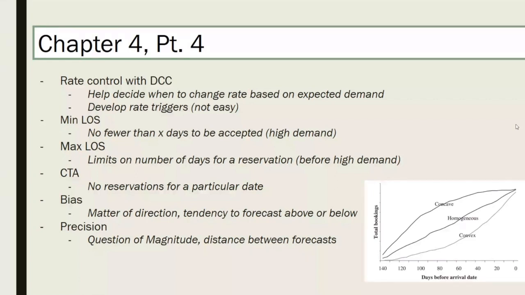Precision is an idea of magnitude. So precision looks at the distance between the forecasts, using a particular forecasting technique, and the actual values. So if you are precise, that means that your forecasts are very close to what really happened. If you are not precise, that means your forecasts were completely through the roof. It was either way too high or way too low, and this obviously is, again, a question of magnitude. It's the difference between two forecasts.